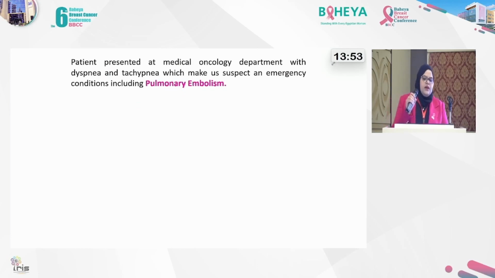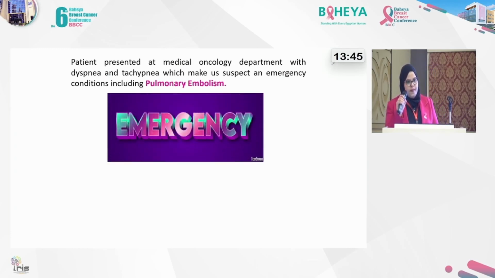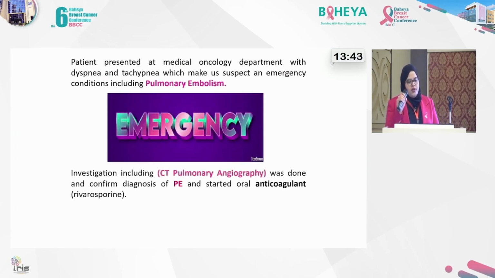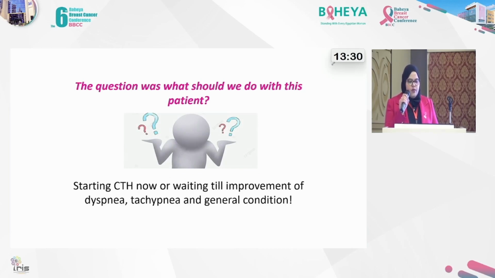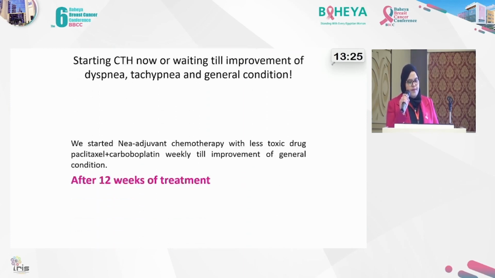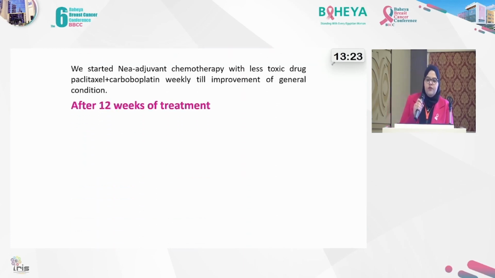The patient presented in the medical oncology department with mild dyspnea and tachypnea, which made us suspect an emergency condition, including pulmonary embolism. Investigation was done, including CT pulmonary angiogram, and confirmed the diagnosis of pulmonary embolism, and the patient started an oral anticoagulant. The question was, what should we do with this patient? Start chemotherapy now, or wait until improvement of dyspnea, tachypnea, and general condition? We started neoadjuvant chemotherapy with a less toxic regimen, paclitaxel plus carboplatin weekly, till improvement of general condition.